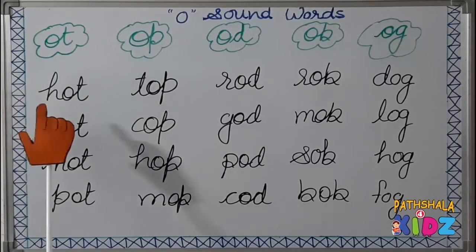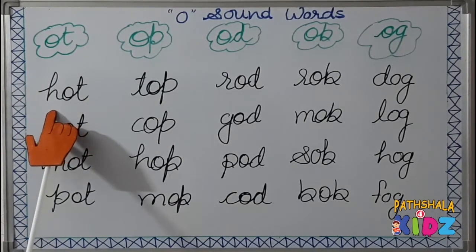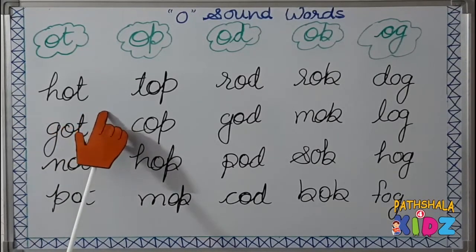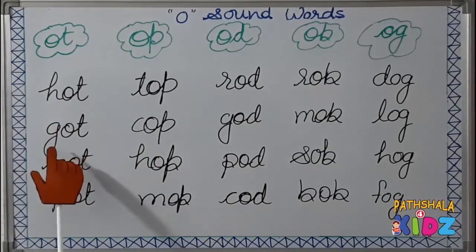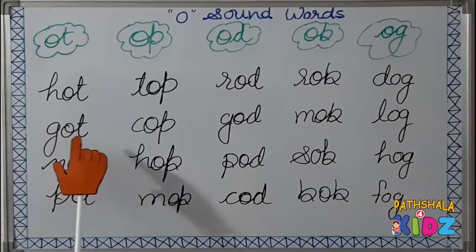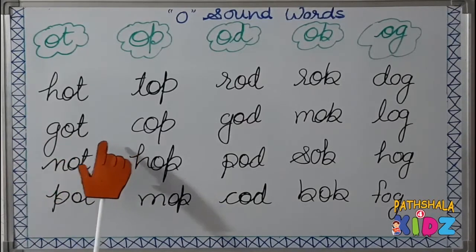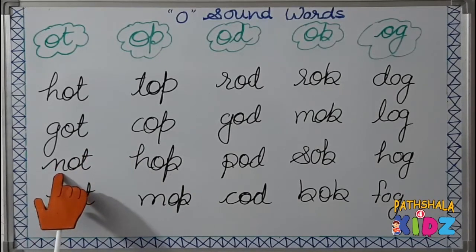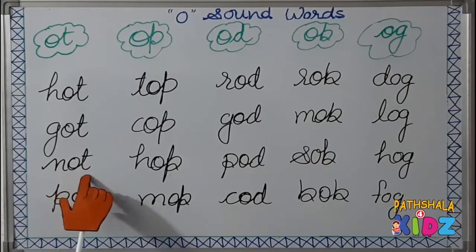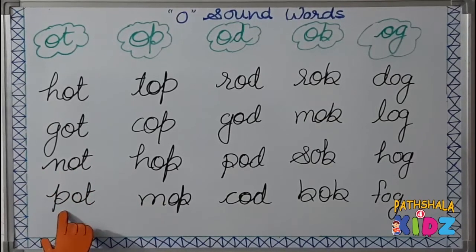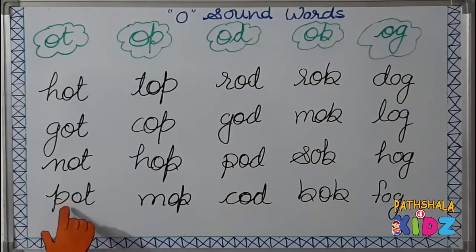The phonics sound of H is H. H-O-T, hot. The phonics sound of G is G. G-O-T, got. The phonics sound of N is N. N-O-T, not. The phonics sound of P is P. P-O-T, pot.